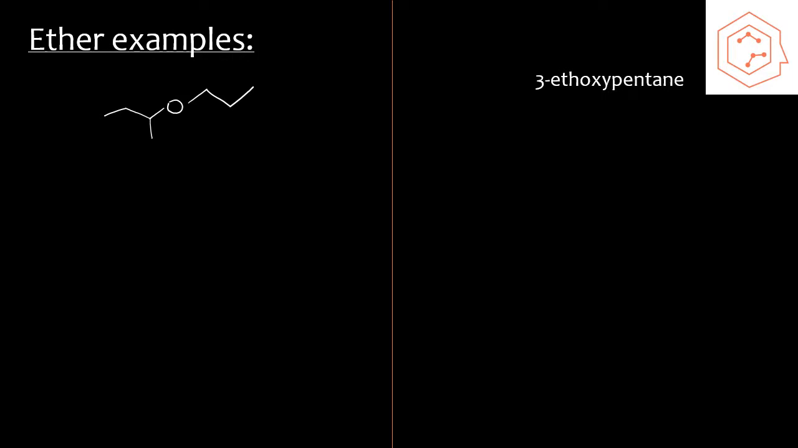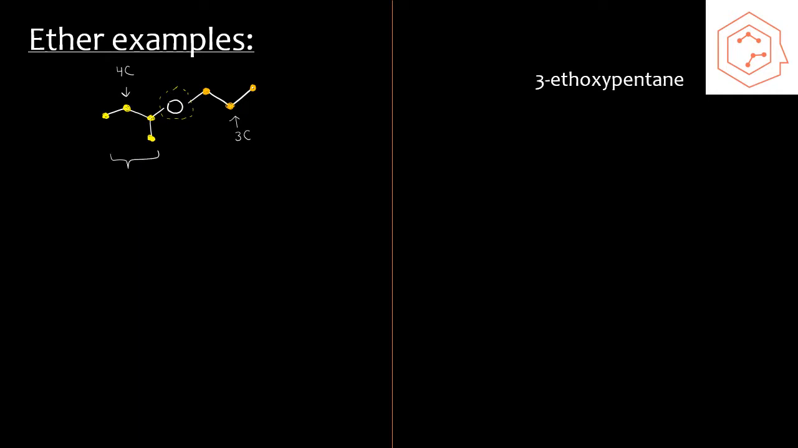So I have two examples for ethers. We're going to start with the naming example on the left. So right in the middle, we have our oxygen, so we know that this is an ether compound that we are dealing with. And now we want to determine how many carbons there are on both sides of the oxygen molecule. So I've gone ahead and labeled where each carbon is. On this side, we see that there are 4 carbons in the chain, whereas on this side, we see that there's only 3 carbons in the chain.